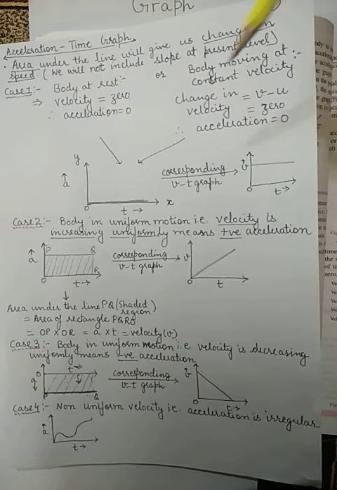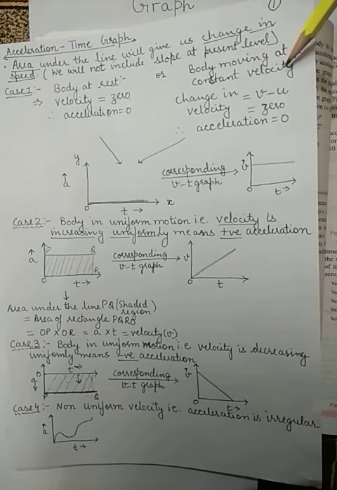Now let us see another scenario. Body at constant velocity. When we say constant velocity, it means that velocity is not changing, speed is the same. For instance, the object is moving at 50 km per hour for all the time intervals. That means constant velocity case. Now, if I want to calculate the change in velocity, that is final minus initial velocity, the value will come out to be 0. And we know acceleration depends upon change in velocity. If change in velocity is 0, acceleration will be 0.